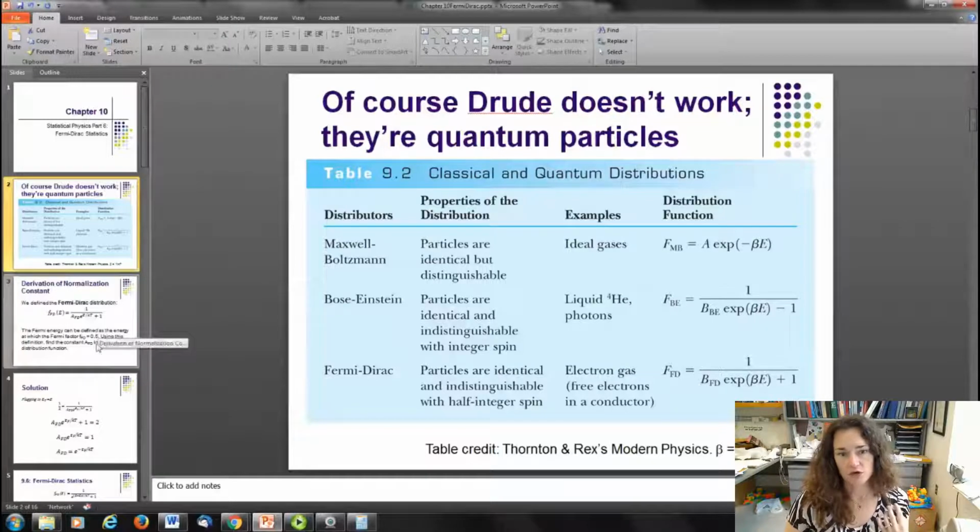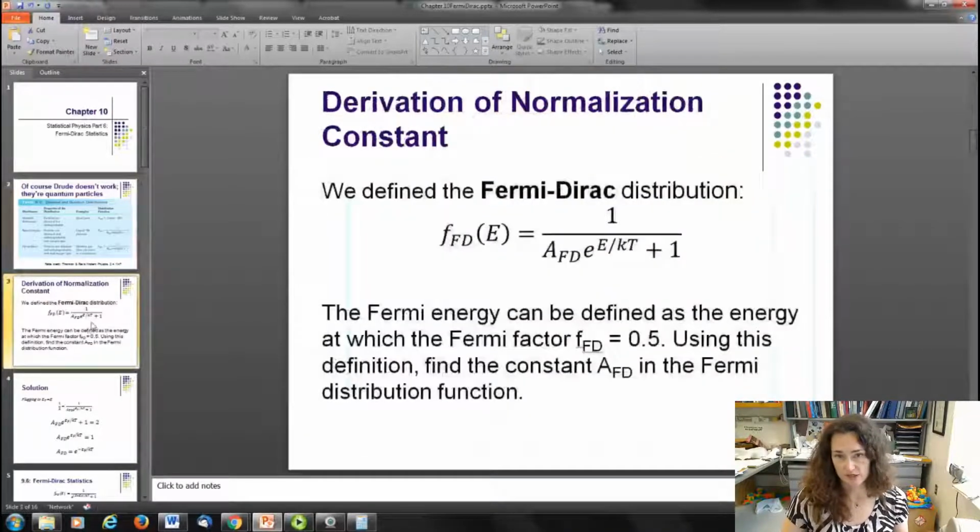And of course, we're going to go with the Fermi-Dirac distribution because the conduction electrons are half-integer spin. They're fermions. So this is the Fermi-Dirac distribution function summarized here. You have your normalization constant here in the denominator, e to the E over kT, and then plus 1. Remember, T is the temperature, k is Boltzmann's constant, and E would be the energy of the conduction electrons.